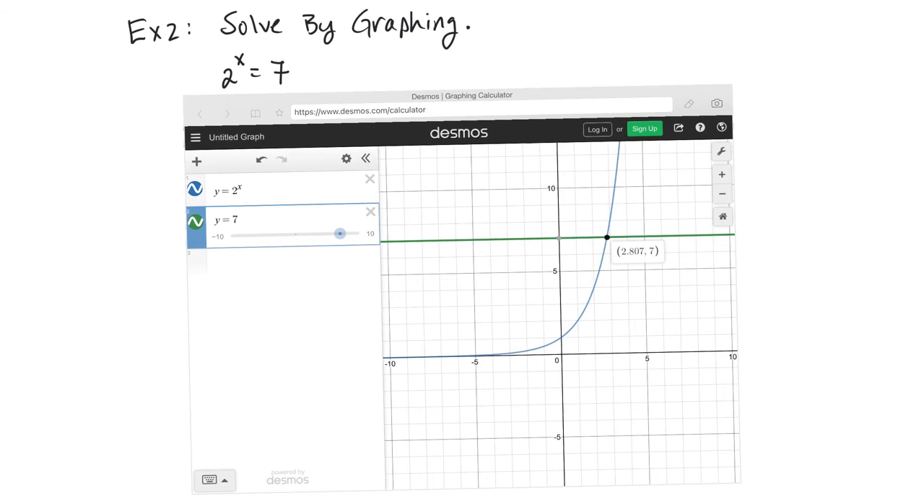And to solve that algebraically, if we had 2 to the x equals 7, we would just take ln of both sides, like we did in our first example. So this would be x ln of 2 is equal to ln 7. Divide both sides by ln 2. And you get the same thing, 2.807. So graphing is just a nice way to verify our solutions as well.